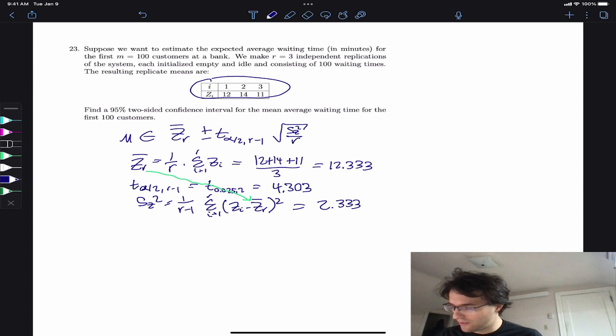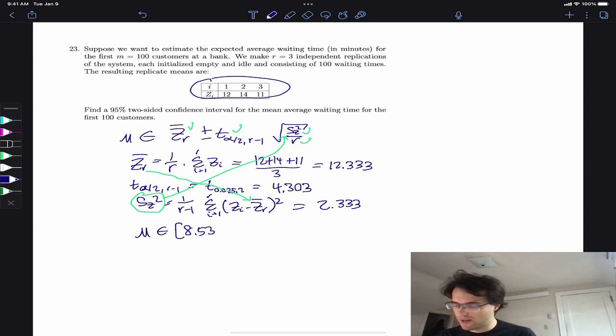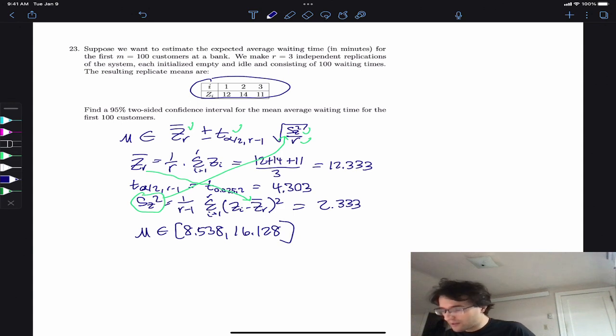And finally, what we do is we plug in all of these values. So we plug in this value of SZ squared into here. We have our value of r. So we have SZ squared, we have r, we have this guy, and we have this guy. And when you do all the values, you'll find that mu is in the range of 8.538 and 16.128. And so that's how you go about getting this. All right, moving on.